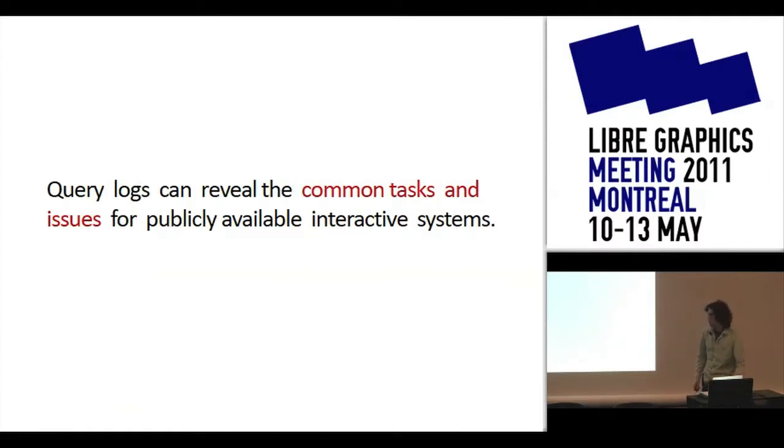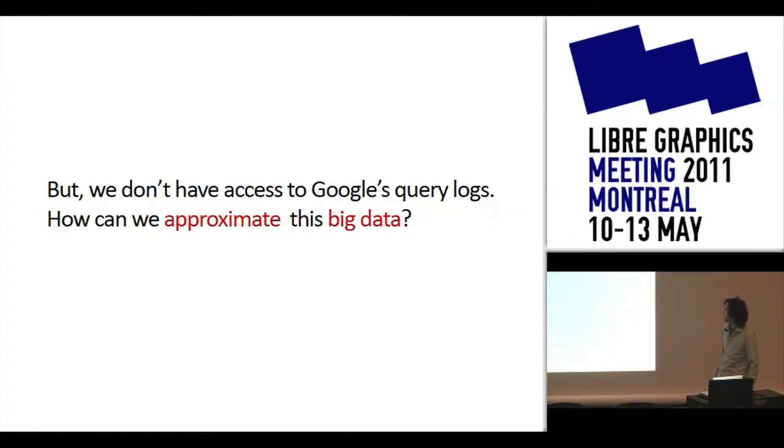All right, so the claim here is that query logs can reveal the tasks and the issues for any publicly available interactive system. I stress here that it has to be publicly available because people have to be performing searches. And you get better results when you have a larger community, a larger user base. But the problem that we have is that we don't have access to Google's query log data set. So the question is, how can we approximate this data? And I think you guys already know the answer.